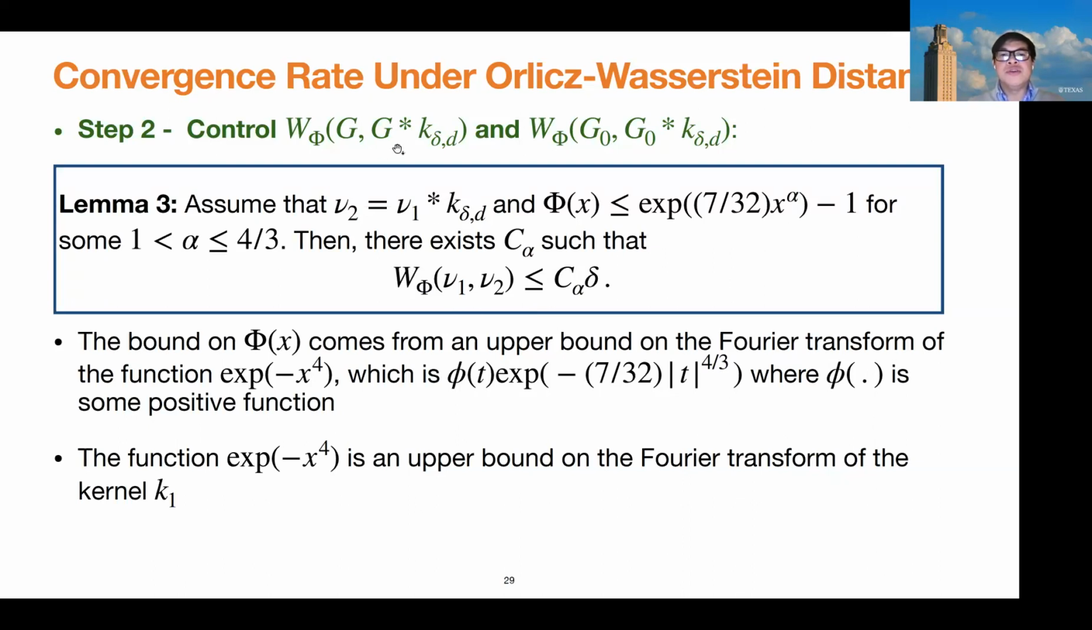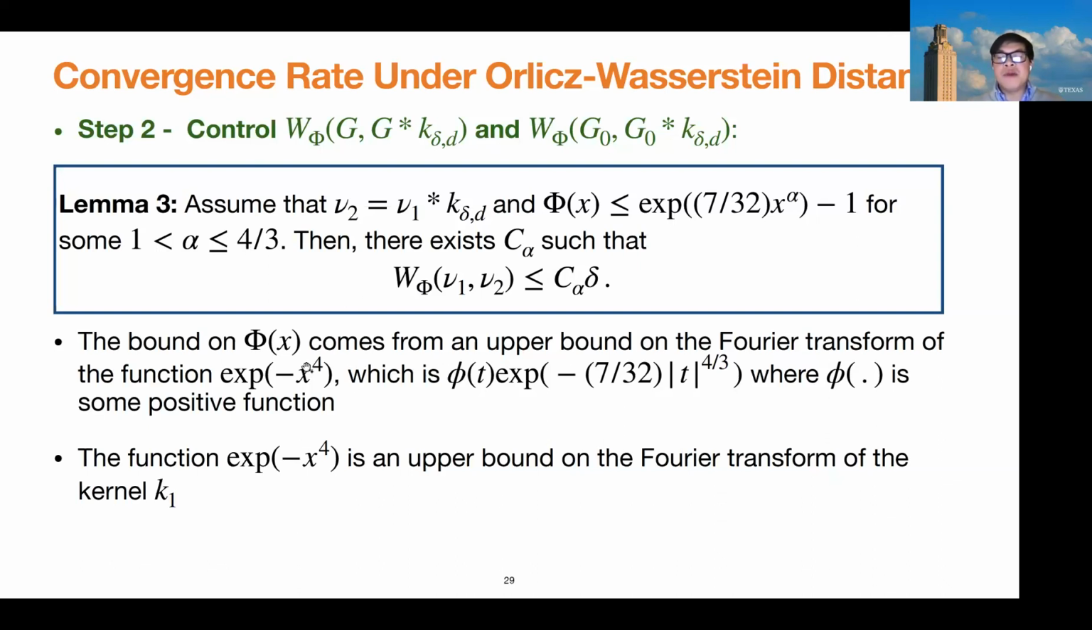between G and G star K delta D, and G0 and G0 star K delta D, by some constant times delta. That is, we have a linear bound eta delta for these Orlicz-Wasserstein metrics between G and G's convolution with K delta D, and G0 and G0 convolution with K delta D. And the assumption on phi basically holds only when the power of x comes from 1 to 4/3, right?